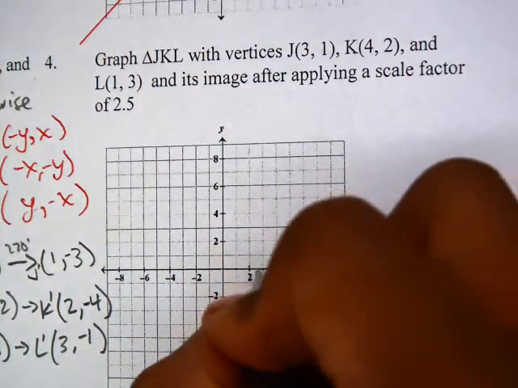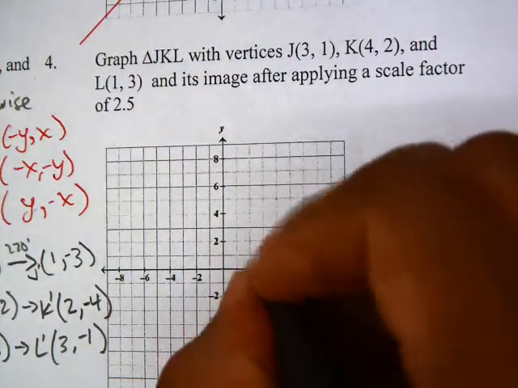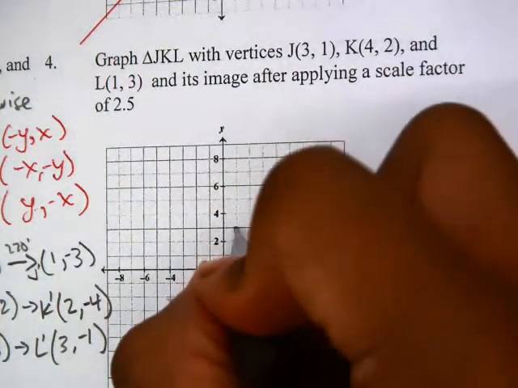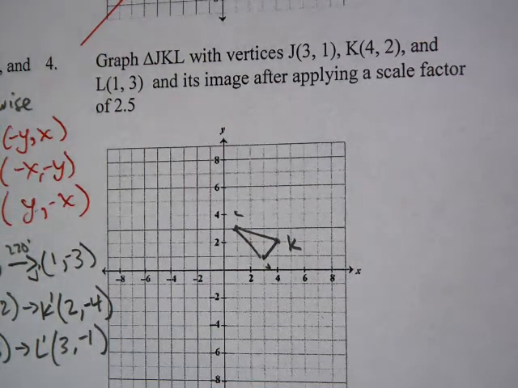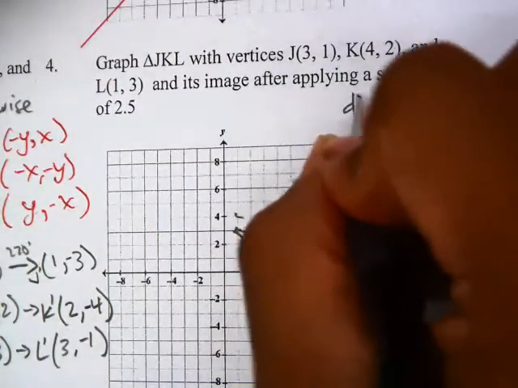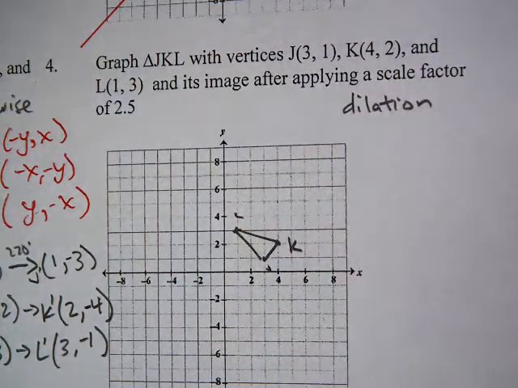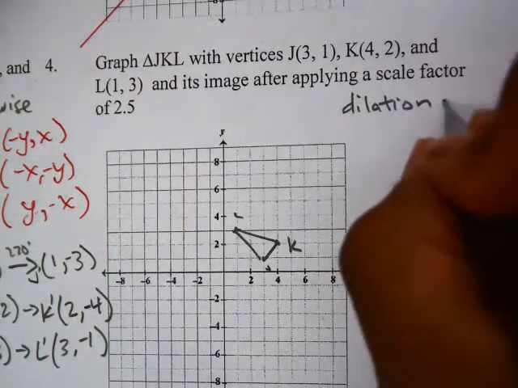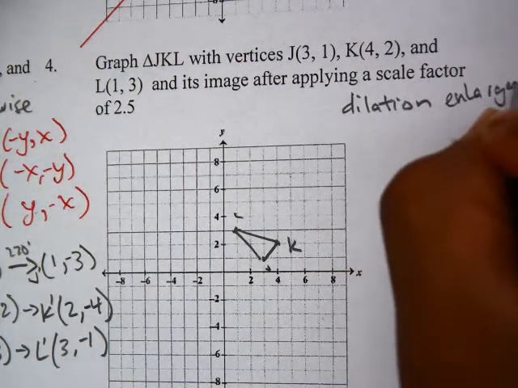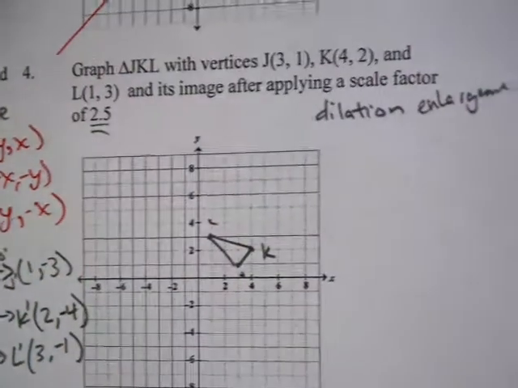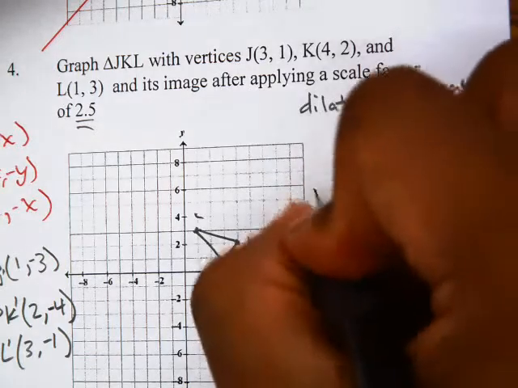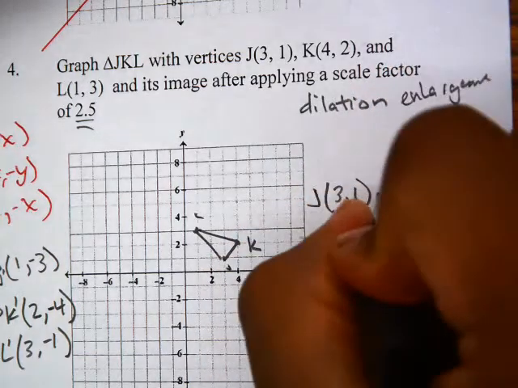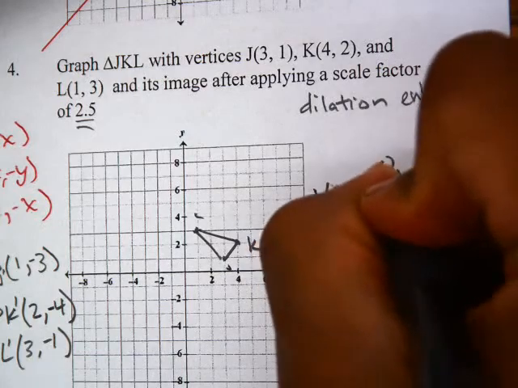Again in 4, I'm using the same triangle, so J is (3, 1), K is (4, 2), L is (1, 3). But this time I'm applying a scale factor of 2.5, and that's a dilation. It's going to be an enlargement. It's going to be bigger, so I need a shape that's going to be bigger because the scale factor is bigger than 1. So what happens is I just take each one of these points and multiply both x and y by 2.5.